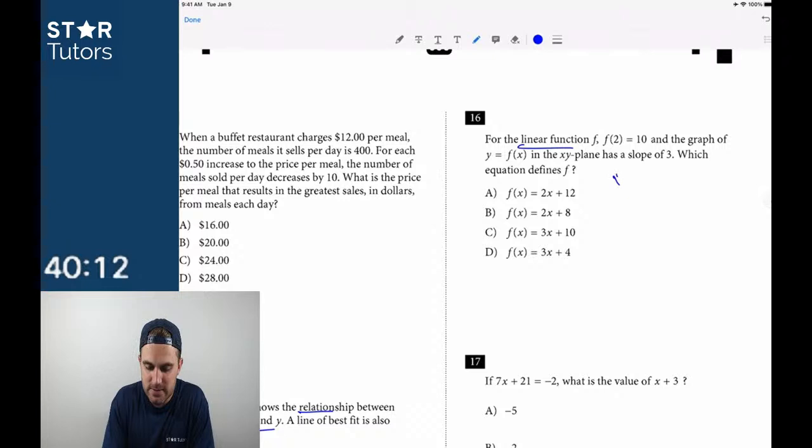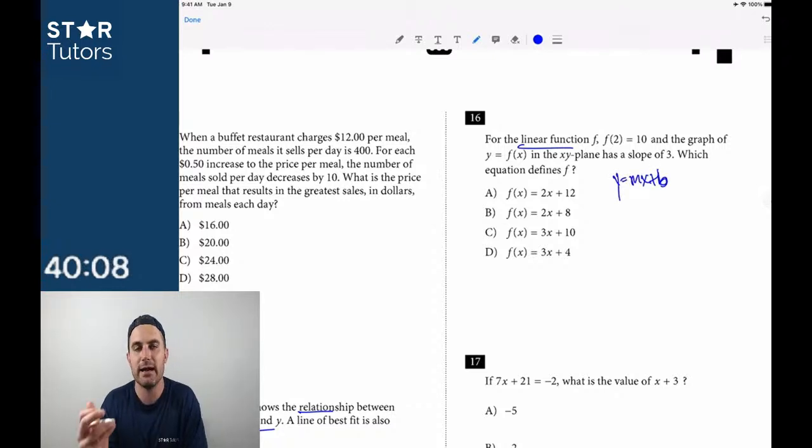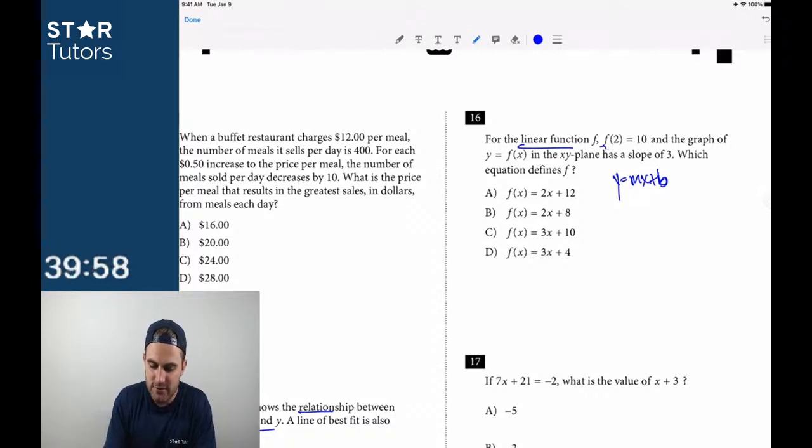Okay, linear function, right? y equals mx plus b. If you see linear function, or if you see line, or if you see the graph of a line, y equals mx plus b is the first thing you need to be thinking about. m is the slope, b is the y-intercept, and then x and y are just coordinate points that you can plug in. Okay, if f of 2 is equal to 10, meaning that x is 2 and y is 10.